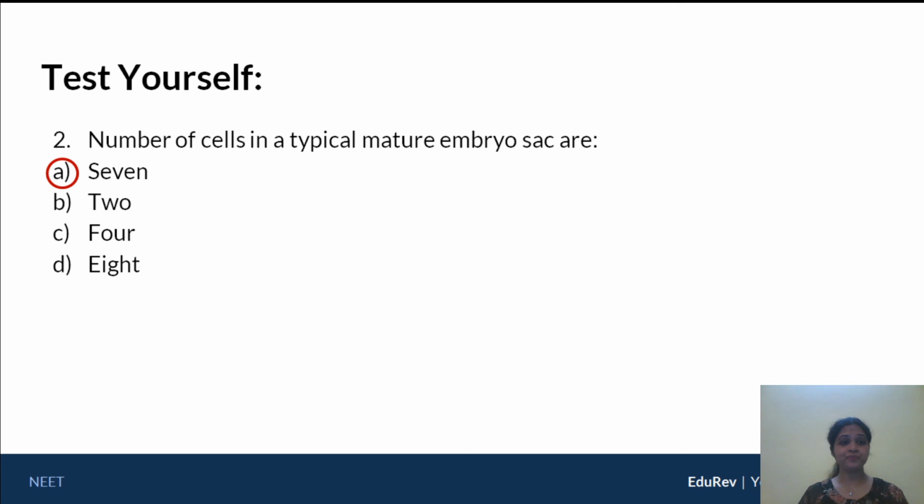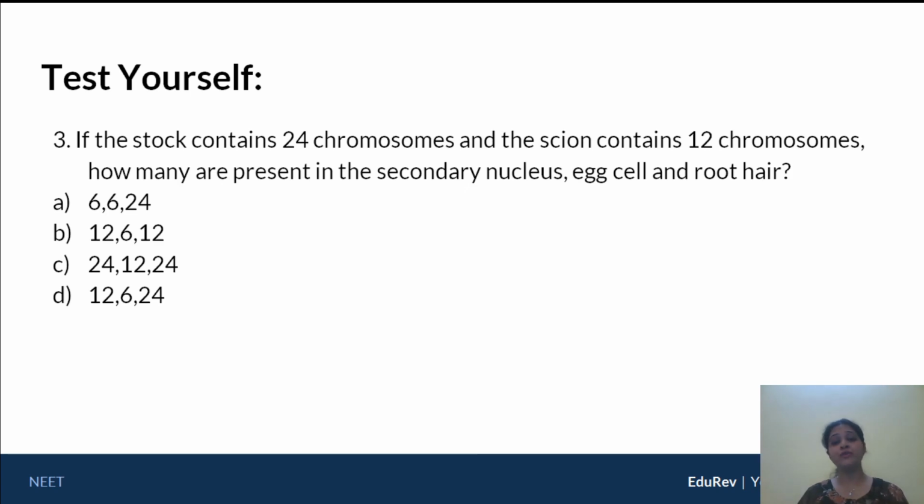The third MCQ. If the stalk contains 24 chromosomes and the scion contains 12 chromosomes, how many are present in the secondary nucleus, the egg cell, and the root hair cell? Now, we are using concepts of the first chapter in the second here. Now, if you remember, the stalk implies we are talking about the root system, and the scion implies we are talking about the shoot system. Okay, so very clearly we know that the root hair belongs to the stalk, so definitely 24 chromosomes. And by looking at that, we clearly know that our options are either A, C, or D. So we can eliminate B out of this.